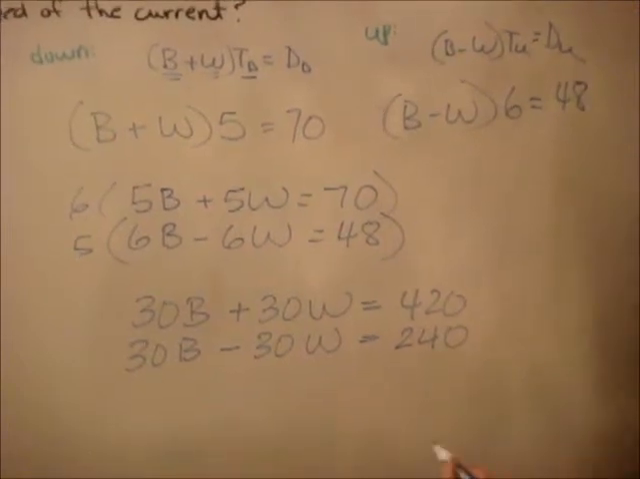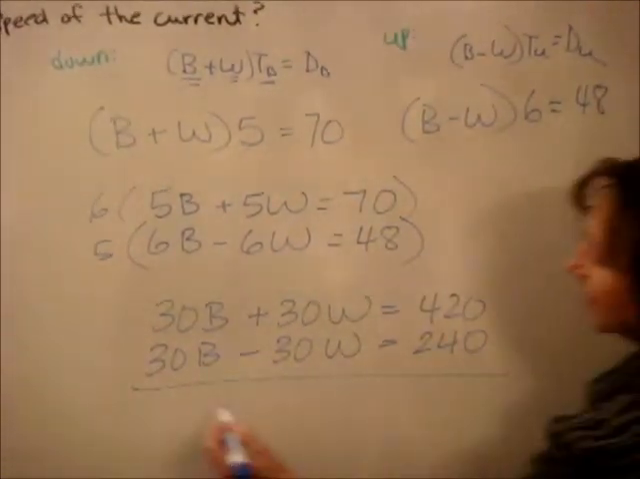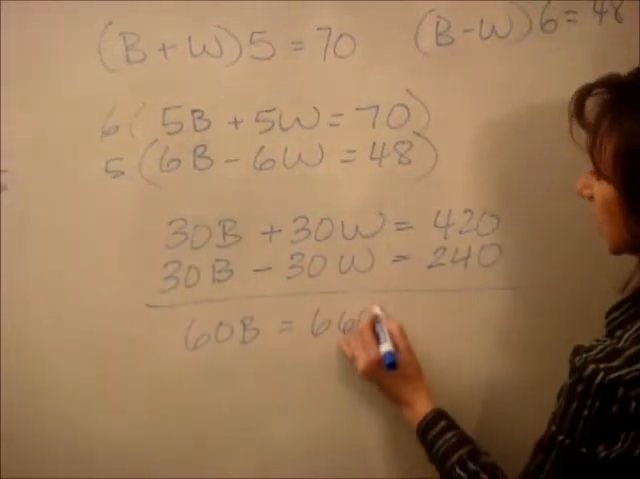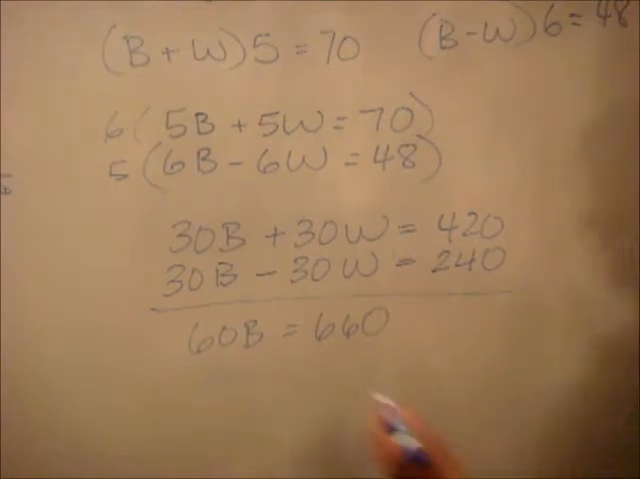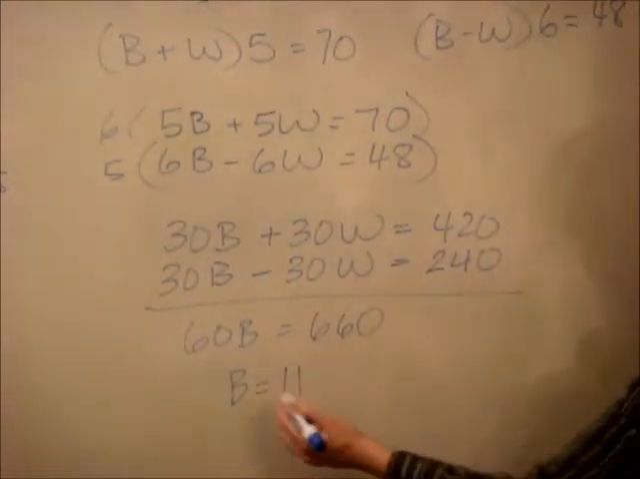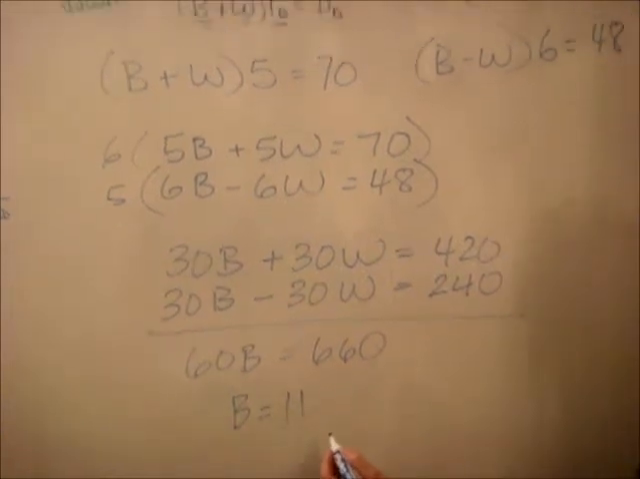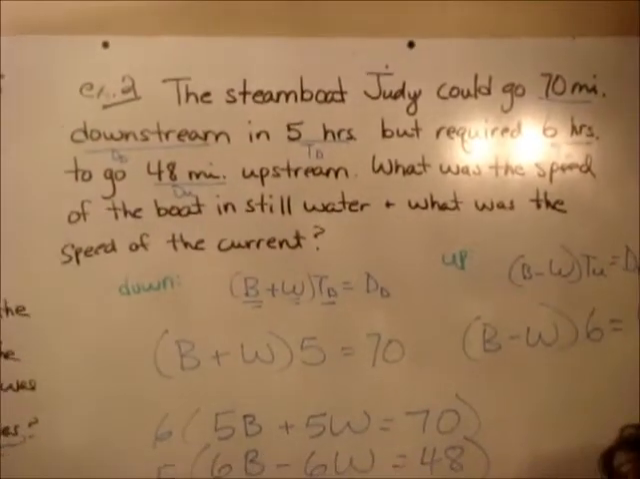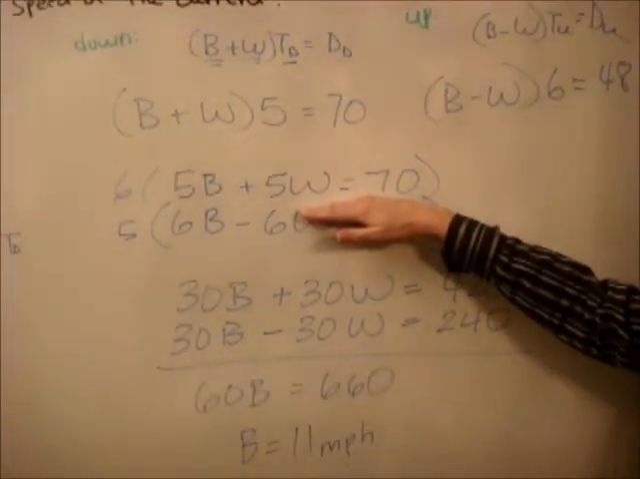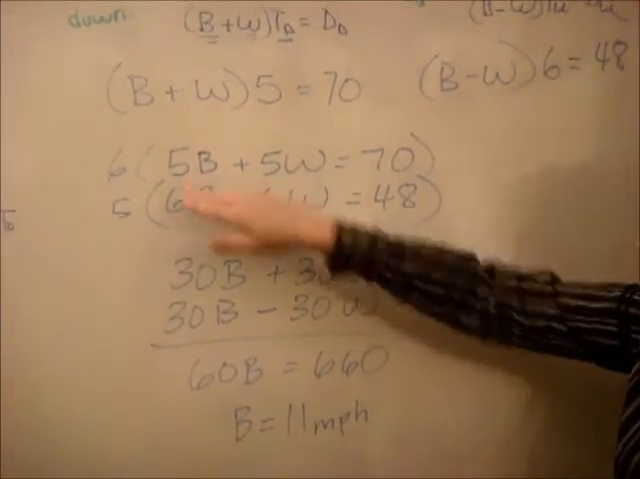Now we just add those together, and we get 60B equals 660, and divide by 60, and we get B equals 11. And we're talking about boat speed, so we're talking miles per hour. Now we have to go back up. We'll go up to this equation, and we'll find our water speed. So we just put our 11 in for our boat speed.